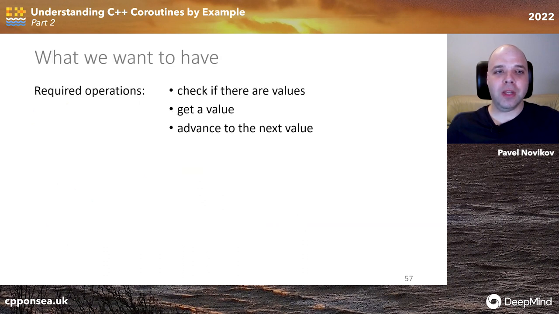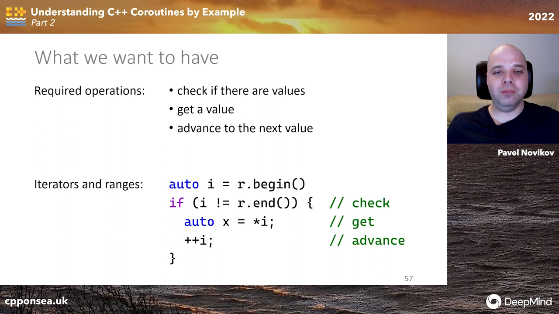And let's try to analyze which requirements we pose on the interface of our generator. First of all, we want to check if there are values that we can extract from the generator. Then we should be able to get the yielded value, extract that value from the generator. And the last thing is we must be able to advance our coroutine to the next yielded value. And I don't know if this is a surprise, but iterators and ranges satisfy these requirements.